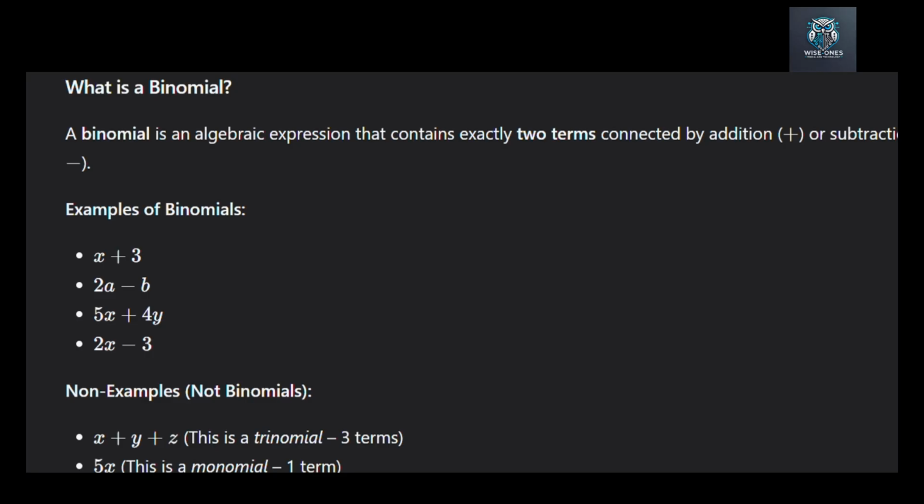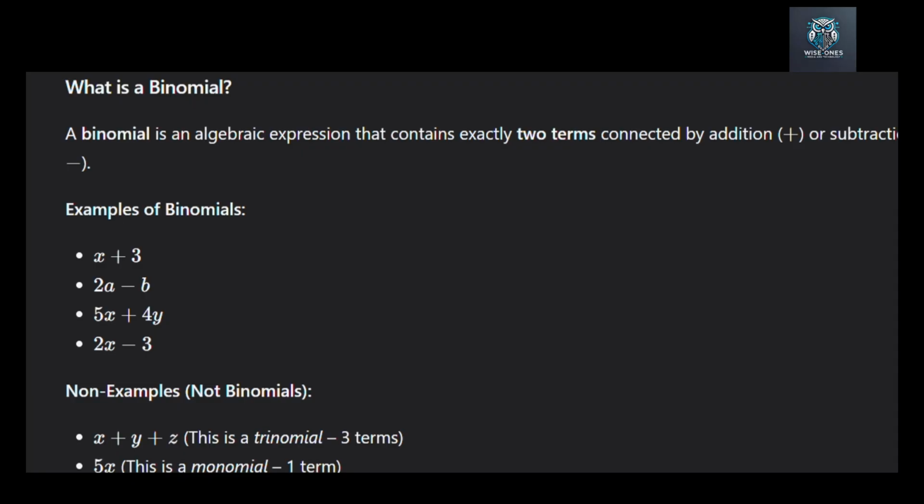Now, let us look at things that are not binomials. This is just as important. If I write x plus y plus z, is that a binomial? No. Count the terms. There is x, there is y, and there is z. That is three terms. We call that a trinomial. What if I just write 5x? Is that a binomial? No, that is only one term. We call that a monomial. So remember the rule. A binomial must have exactly two terms.